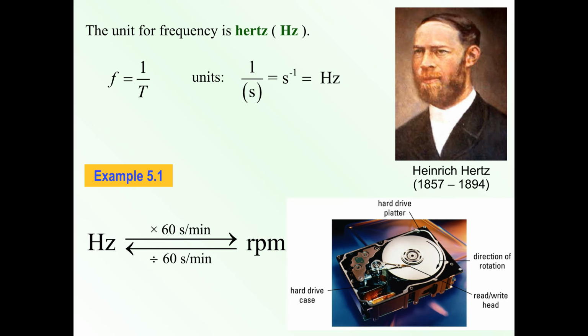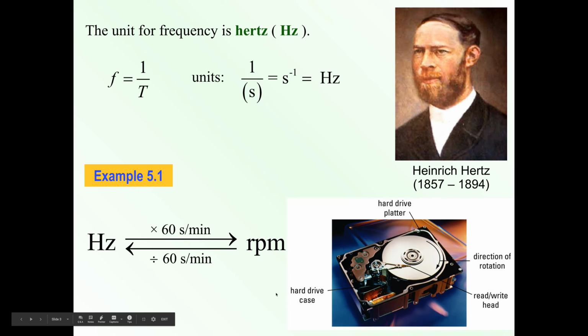Another way that frequency is measured is in RPM, or revolutions per minute. So to go back and forth, you can just follow this, but basically for hertz you times by 60 seconds in a minute, and for RPM you would divide by, or times by the inverse of this, divide by 60 seconds in a minute.